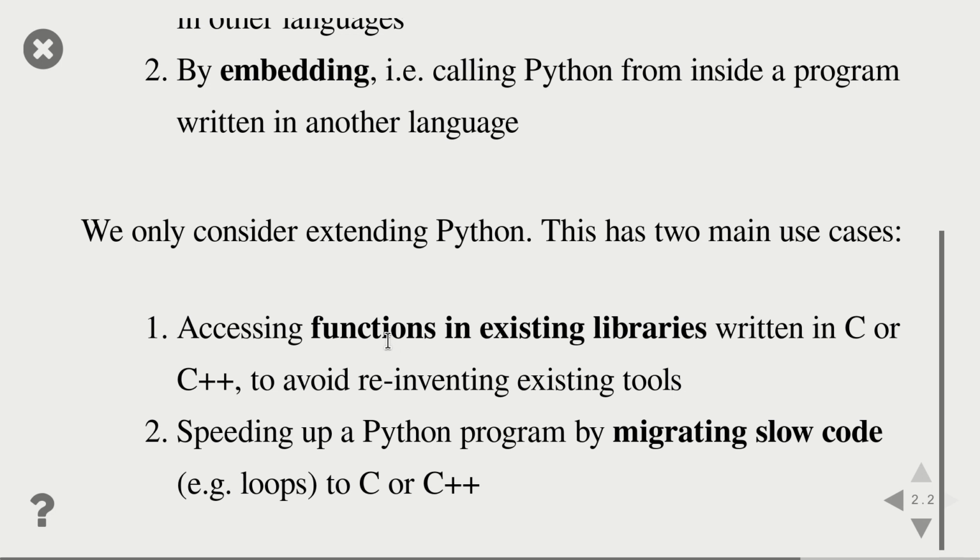So extending has 2 main use cases. Either you make additional functions available to Python that are written in C and C++. So we are now talking about C or C++ libraries that have been developed over the last years and that you might want to make accessible from Python. That's one use case. And the other use case is you have a Python program, you know that certain parts are slow and you want to migrate them to C or C++. Okay? Both are valid use cases that are very important.